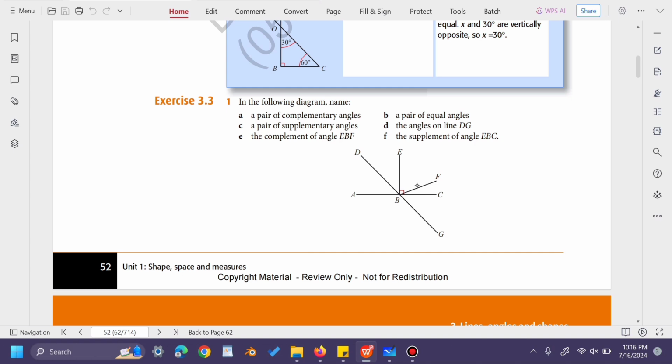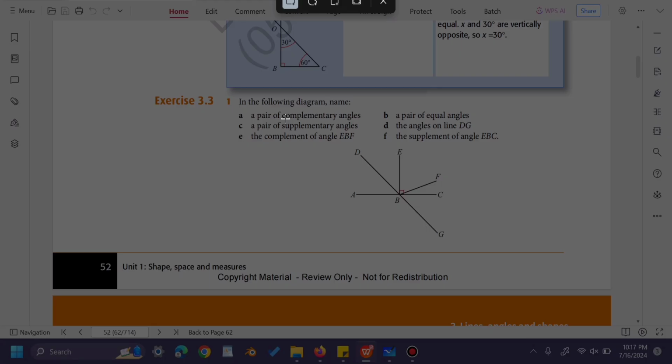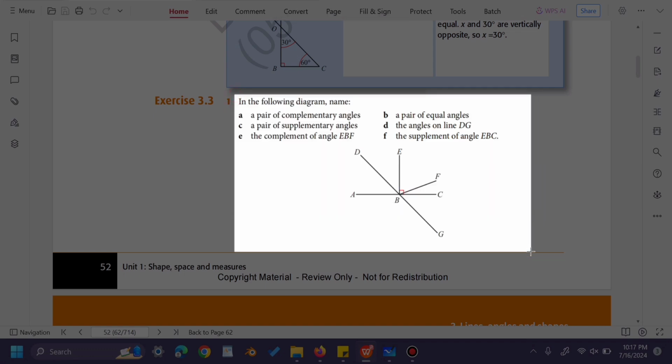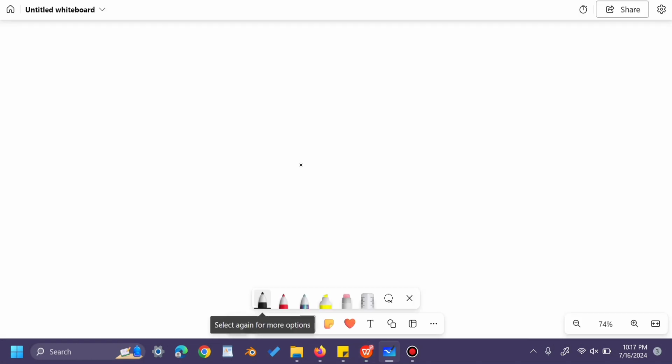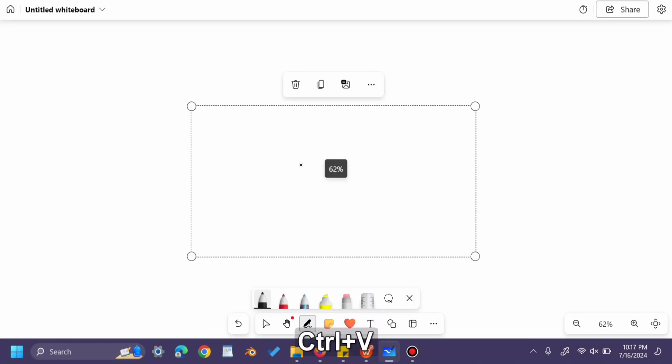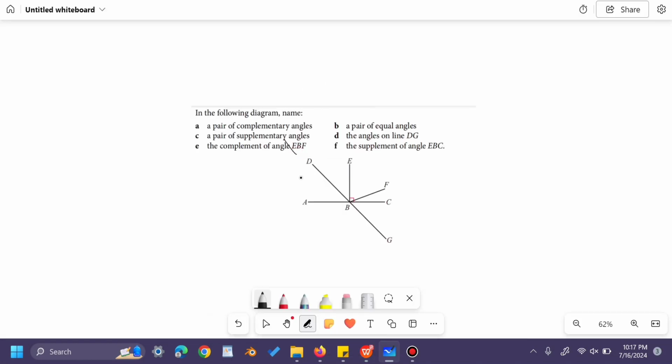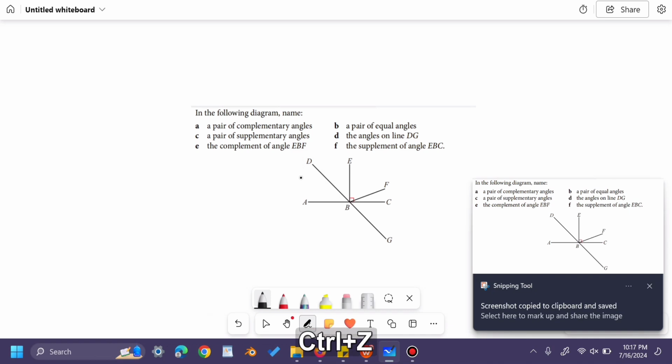And initially, we are going to look at complementary angles, supplementary angles, and we have a pair of equal angles and a pair of supplementary angles. Let me introduce you to them first. So now, we have to name the complementary angles.